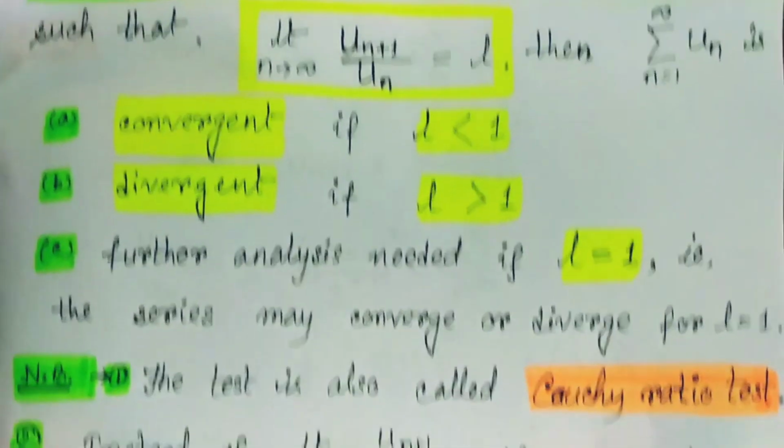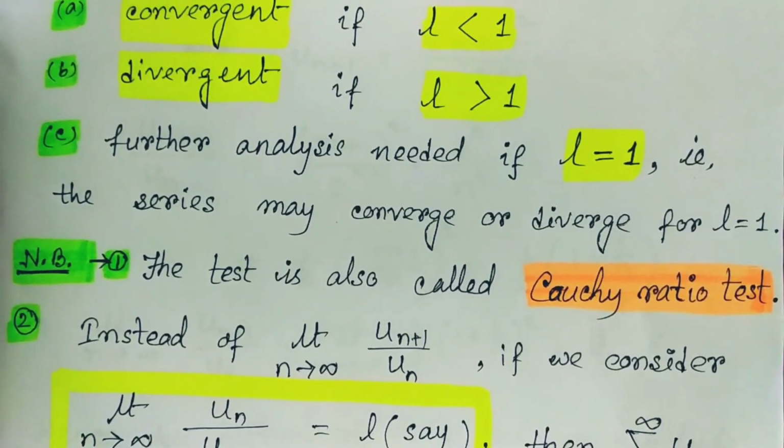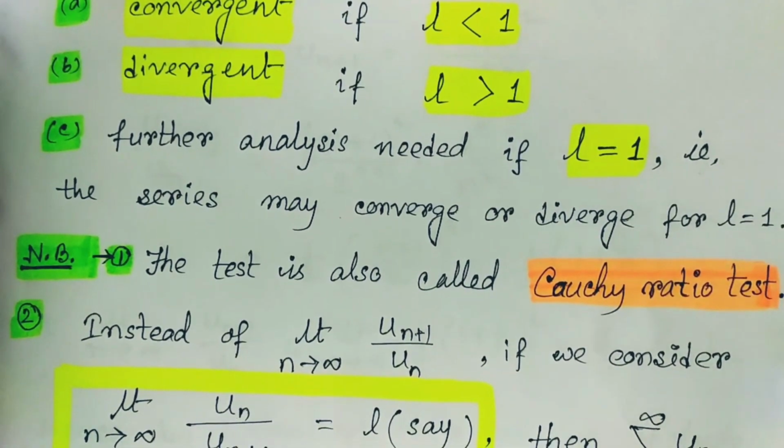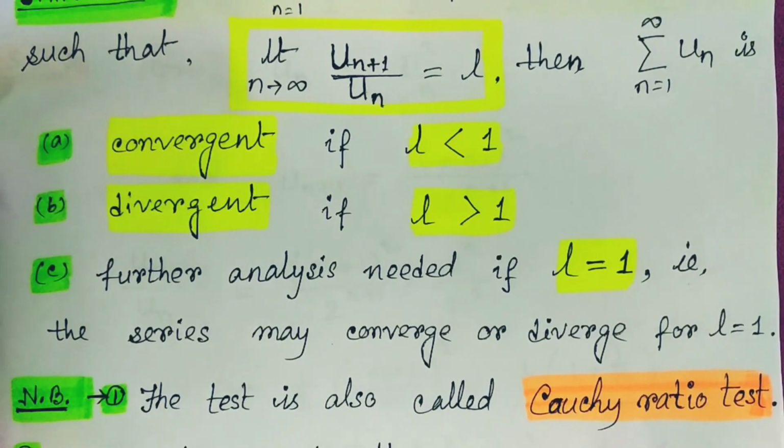Here one thing should be noted that this test, the D'Alembert's ratio test, is also called the Cauchy's ratio test. The same thing. Actually we have taken here the ratio un plus 1 by un. That's why it is called the ratio test.